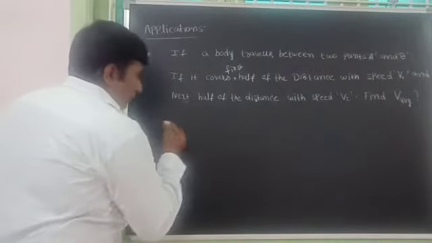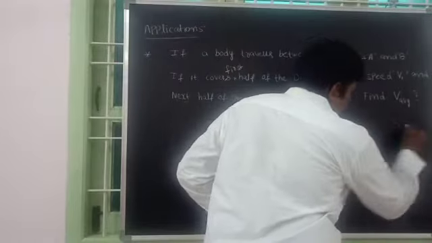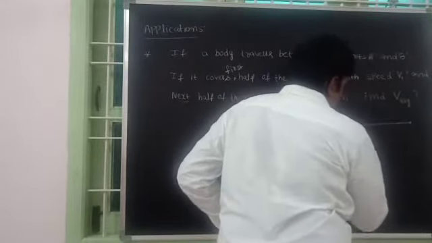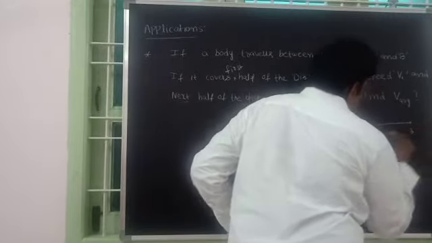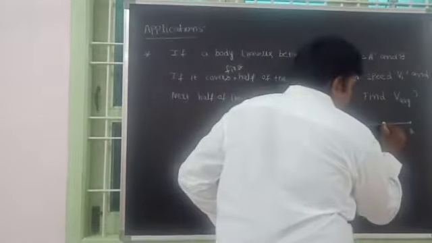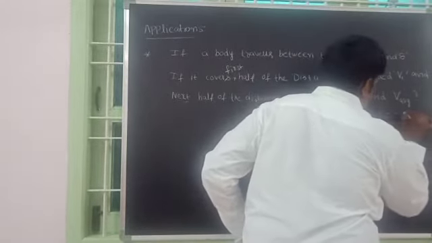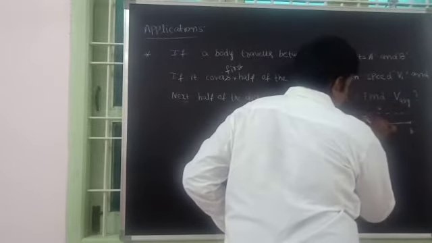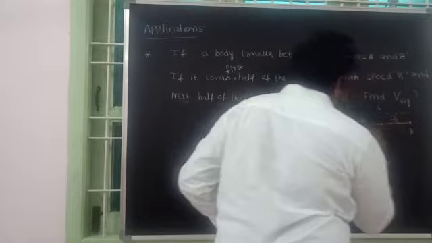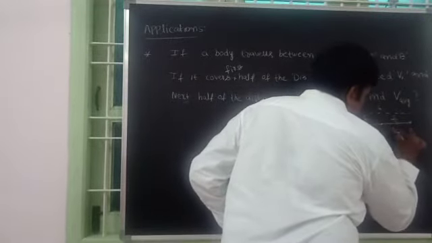So let's take it like this. Between the two points, this is A and this is B. They have mentioned the first half of the distance. Half means the midpoint. If this is the total distance S, then this distance is S by 2, and this will be the remaining S by 2. First half of the distance with speed v1 and next half with speed v2.